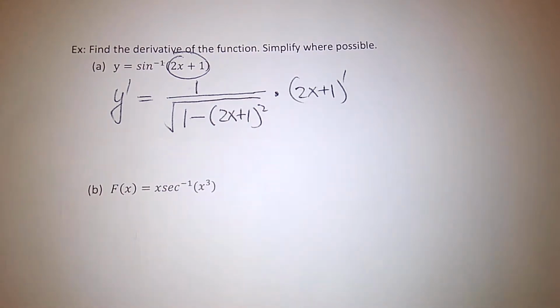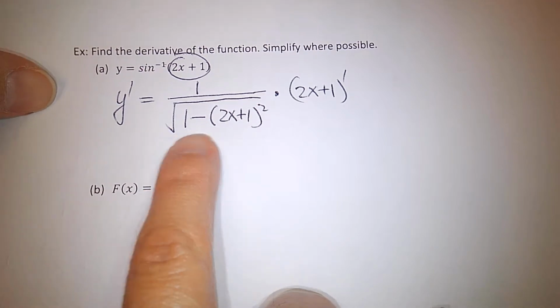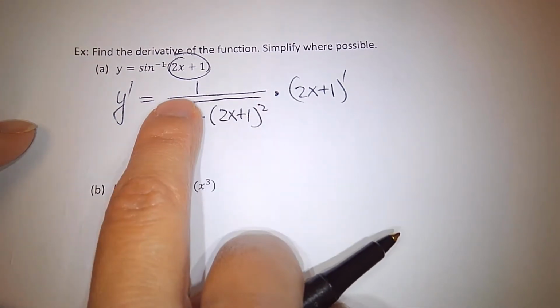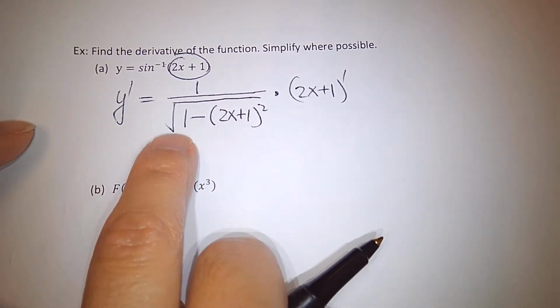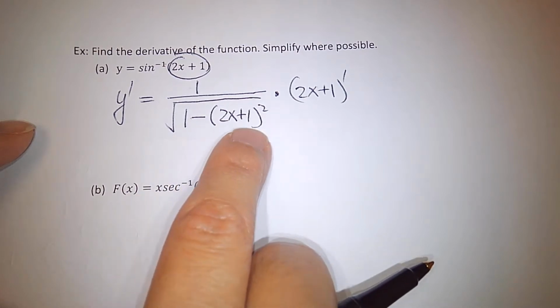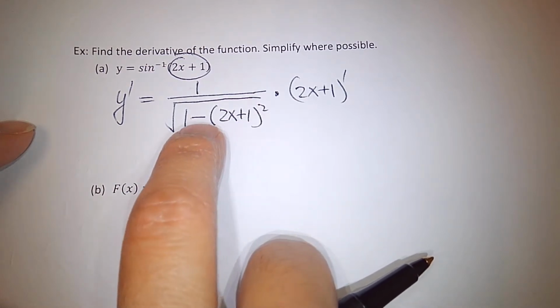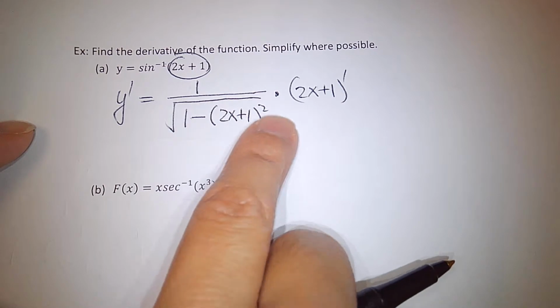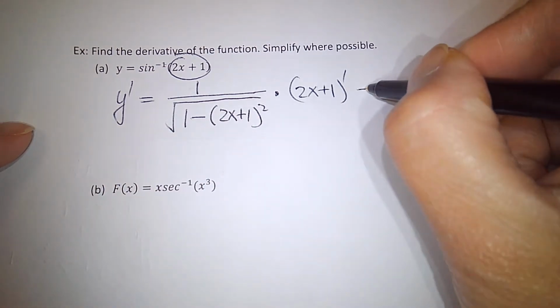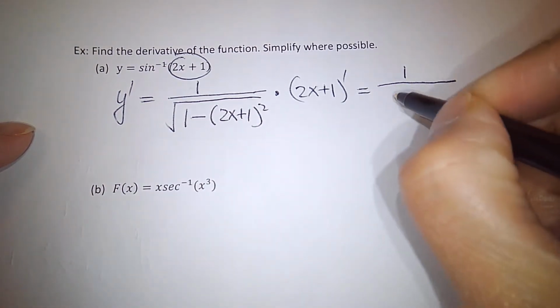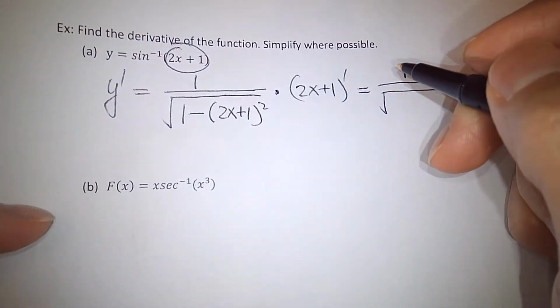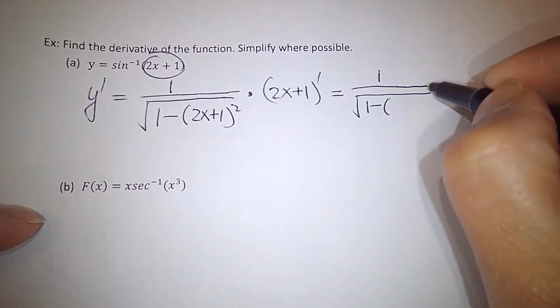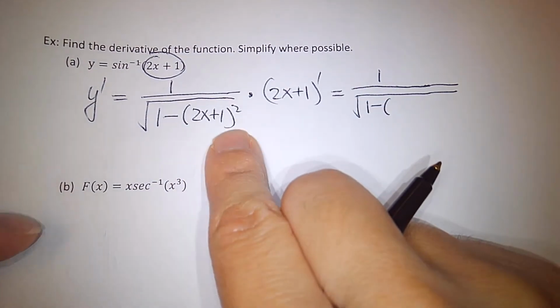Alright, now let's simplify this thing under the square root. We have a 1 minus (2x plus 1) squared. So how do we simplify this thing under the square root?